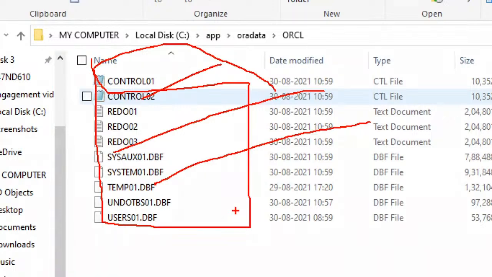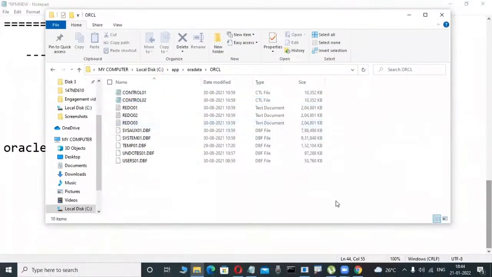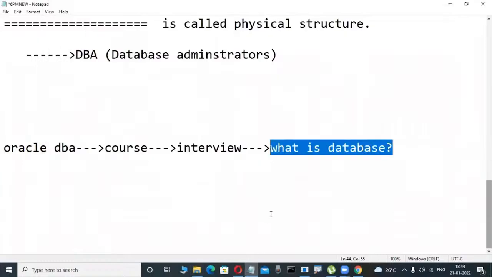That is the physical side, in the C drive or D drive, where the data is really stored. When a database administrator is asked what a database is, they give the physical answer, because they work with data files, redo log files, control files, and the relation between logical and physical. They know all those things. That's why it is a collection of data files, control files, and redo log files. That is the correct answer from a database administrator's point of view.